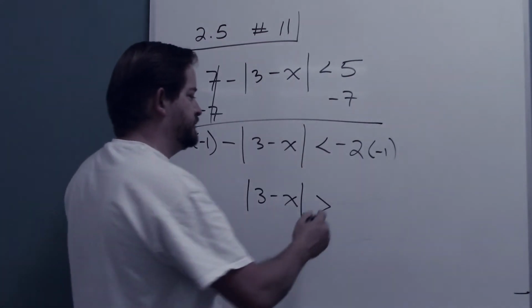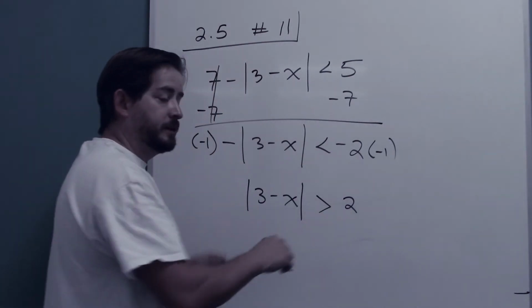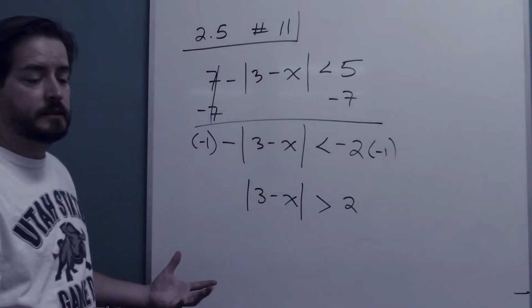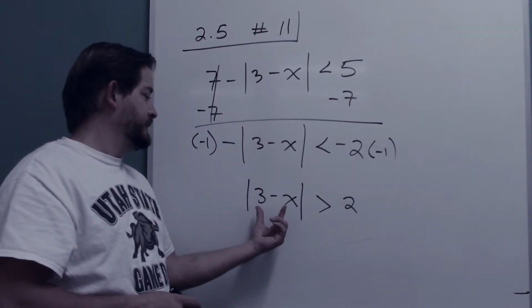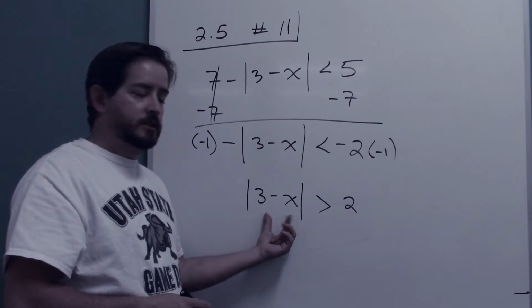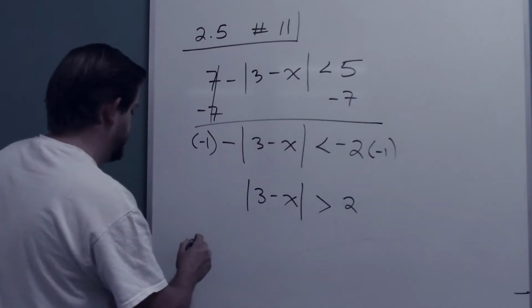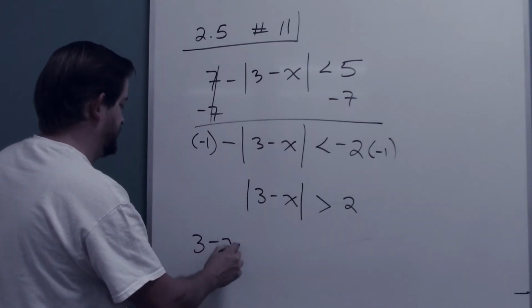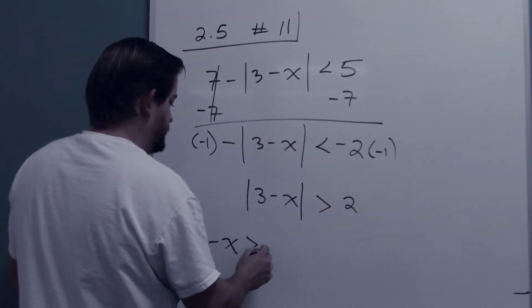And then I have a positive 2 on the right hand side, and now I can break this into my two inequalities. And those two inequalities always have this expression unchanged, so it's going to have 3 minus x is greater than 2.